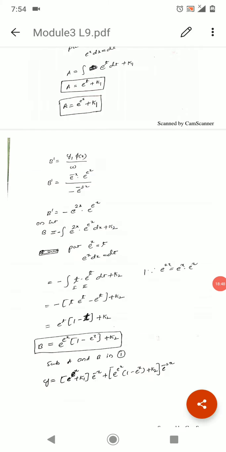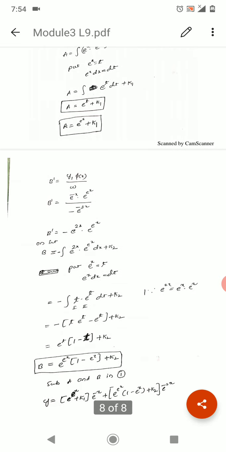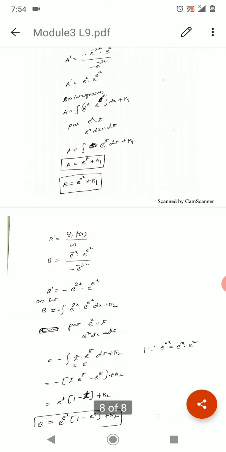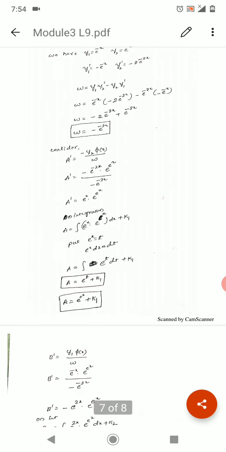Here also we should have integration t square into e power t into dt. Some correction is there in this problem, so leave this problem. I will solve this problem in the classroom only.